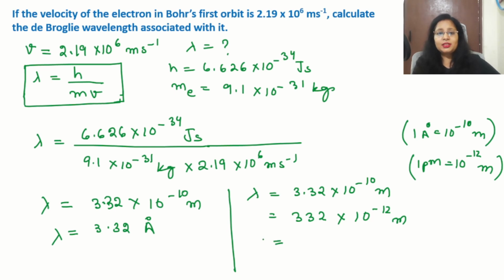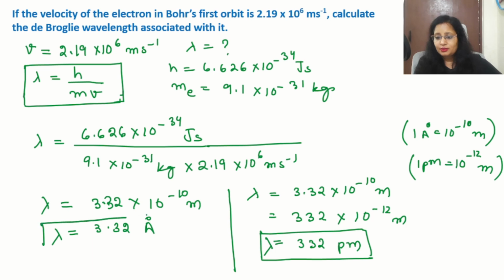So this I am teaching. If the question asks to tell the answer in angstrom or to tell the answer in picometer, you can convert it easily from meter. So the answer will be here 332 picometer. That will be our wavelength. So here I make you learn how to convert between angstrom, meter and picometer. So friends, all three are our answer.